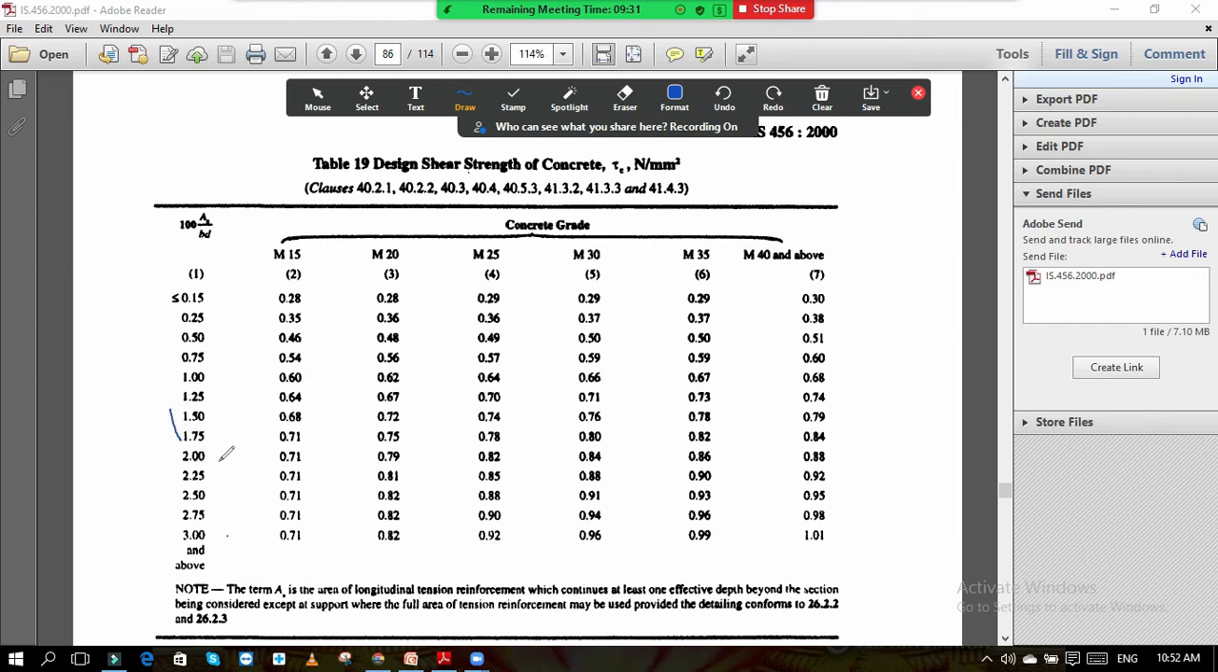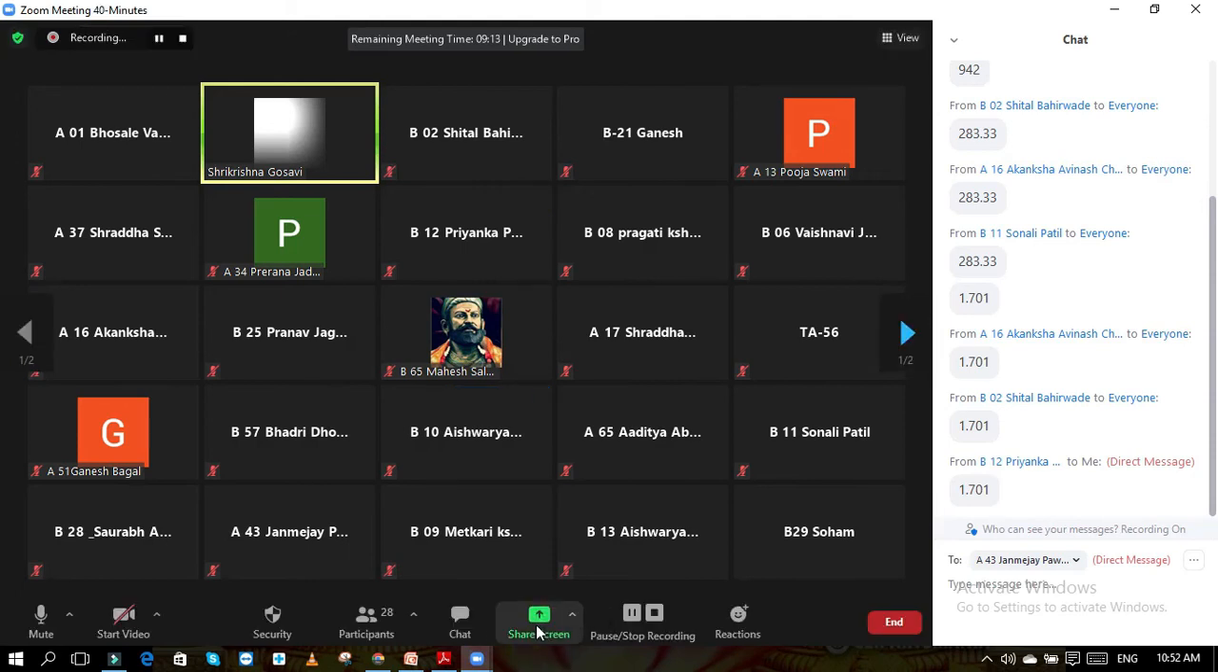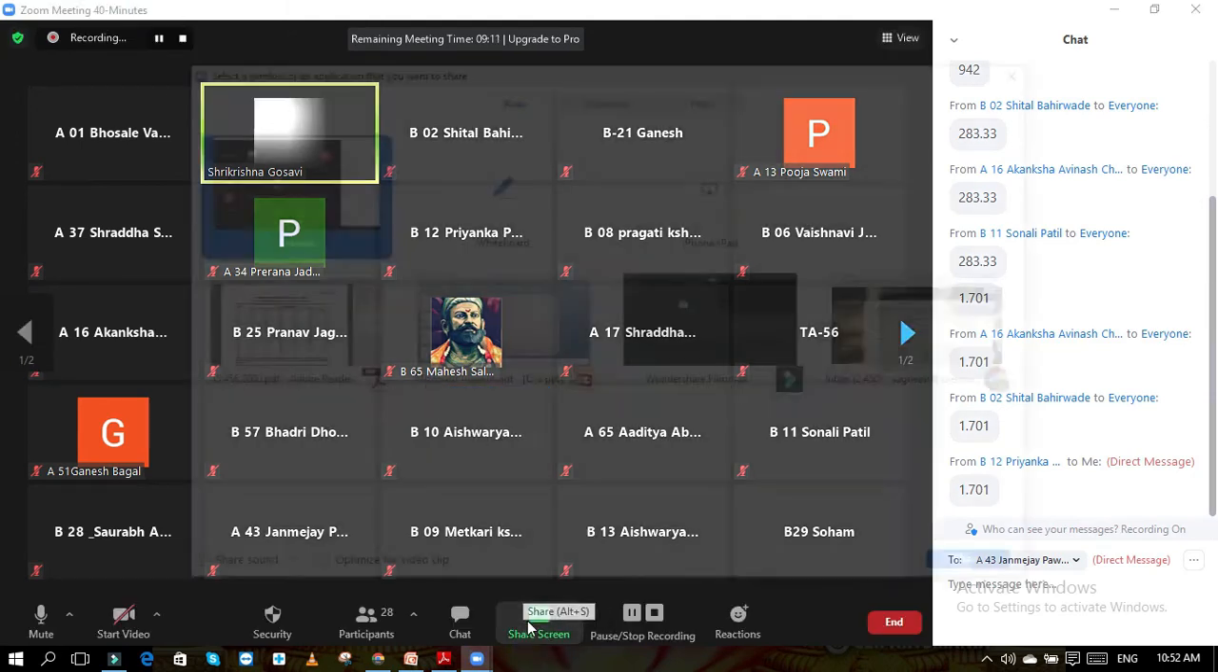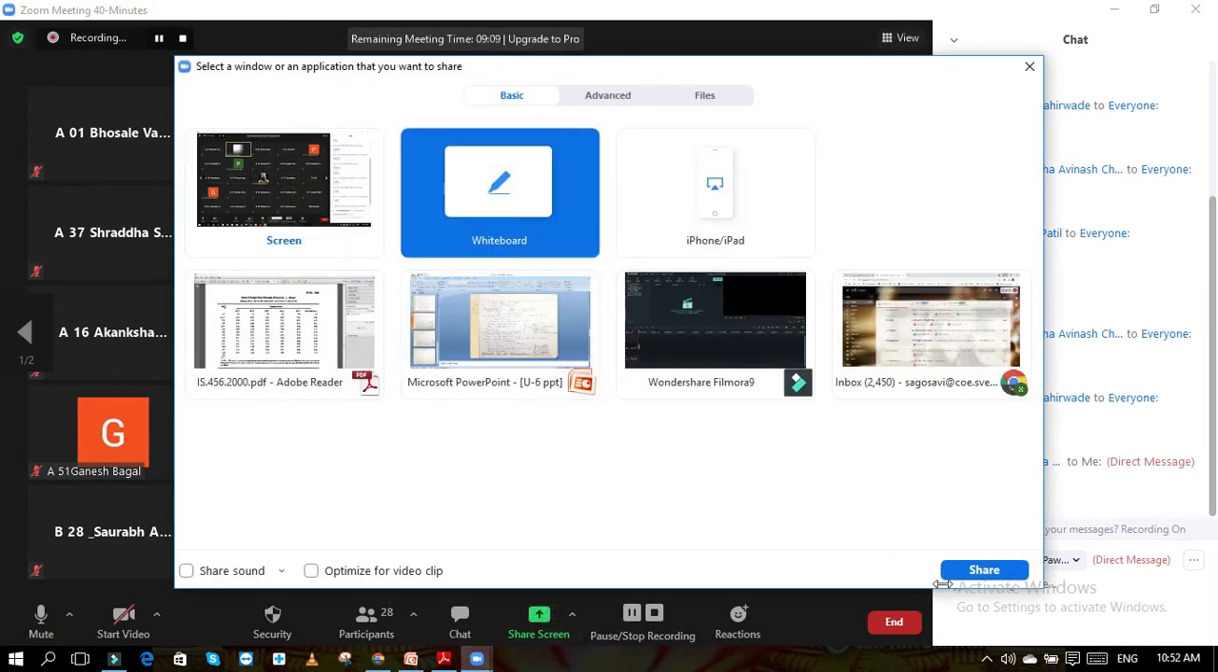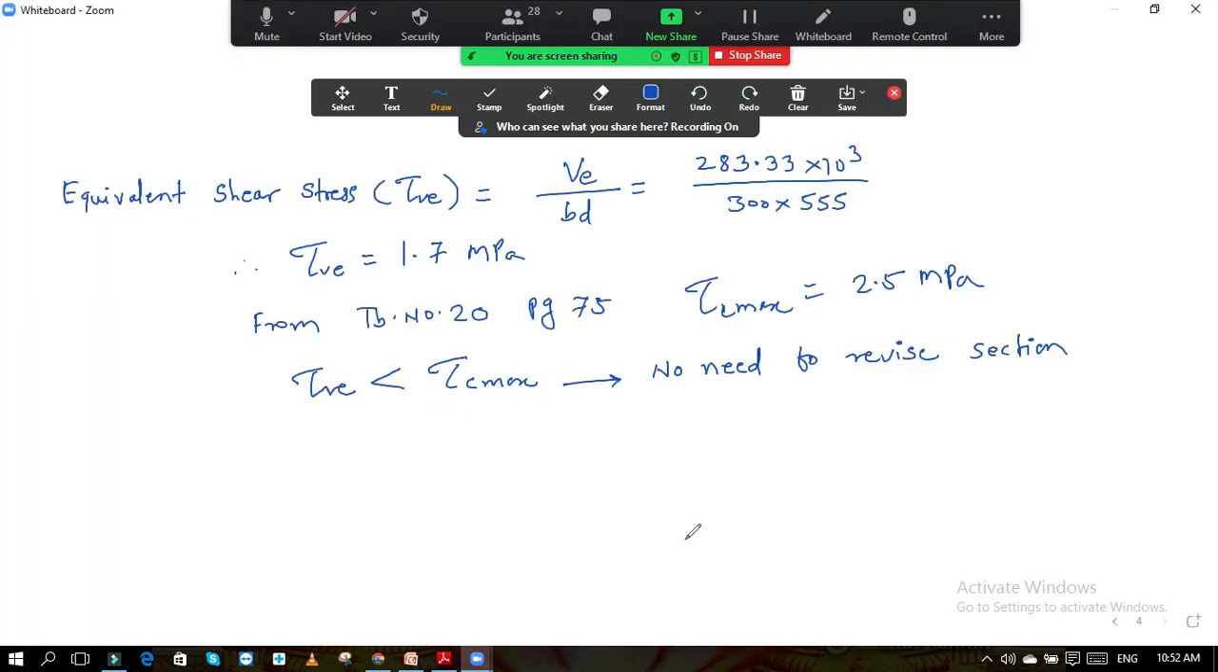We require it for 1.7. Let me know the permissible shear stress. Calculate the permissible shear stress.